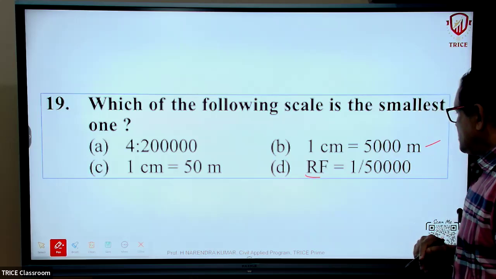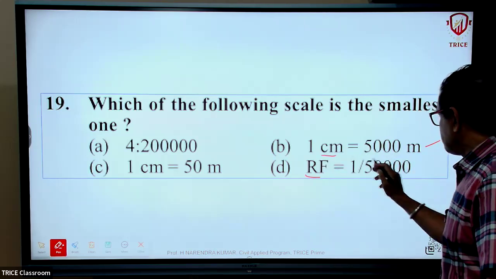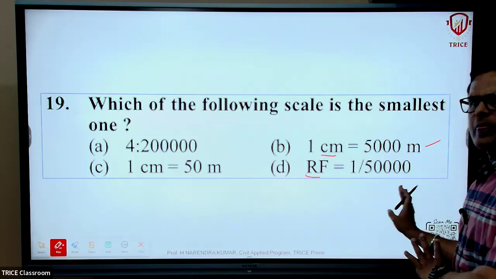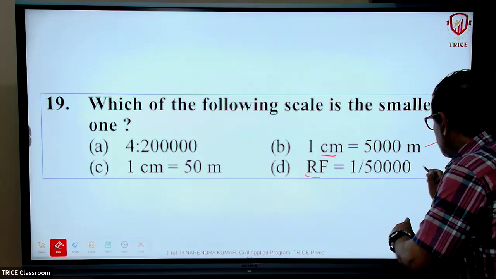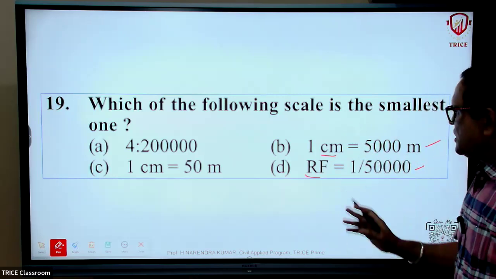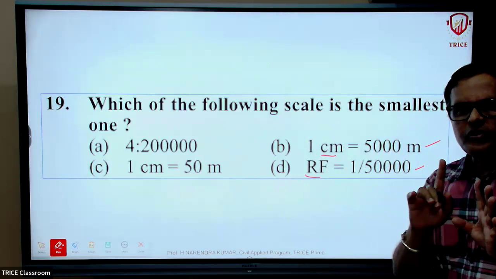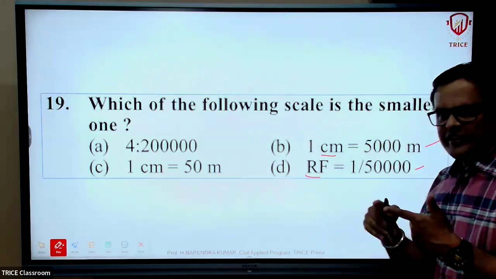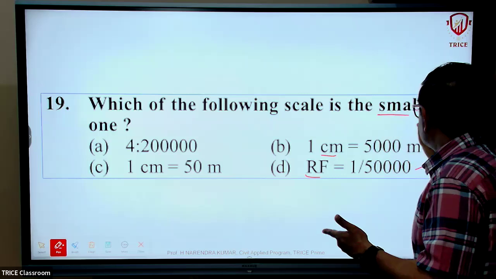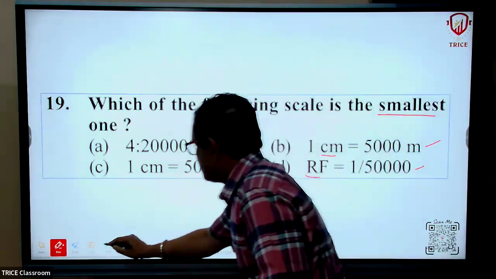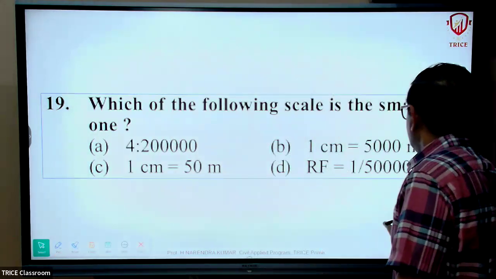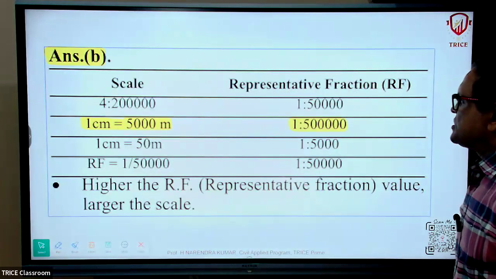In the RF, representative fraction, there are no units given. It is 1 is to something, 1 is to 5,000, 1 is to 50,000. So out of the 4 answers, 1 is already given in terms of representative fraction. The remaining 3 I need to convert. After converting the 3 options into RF value, I can easily choose the smallest. I will tell you the reasoning also, how to choose the smallest. Let me take up the answer slide and explain the conversion of scale into RF.